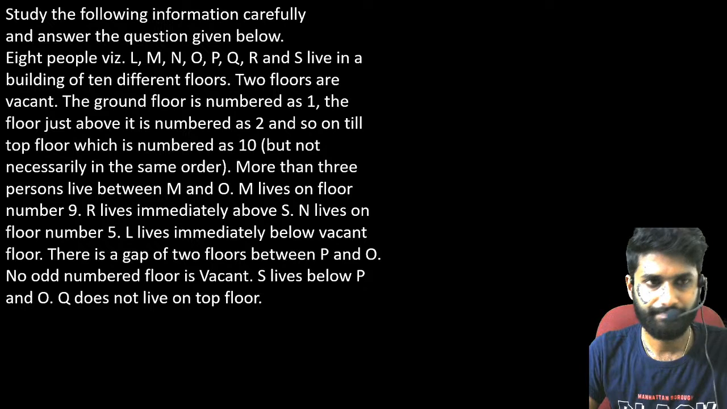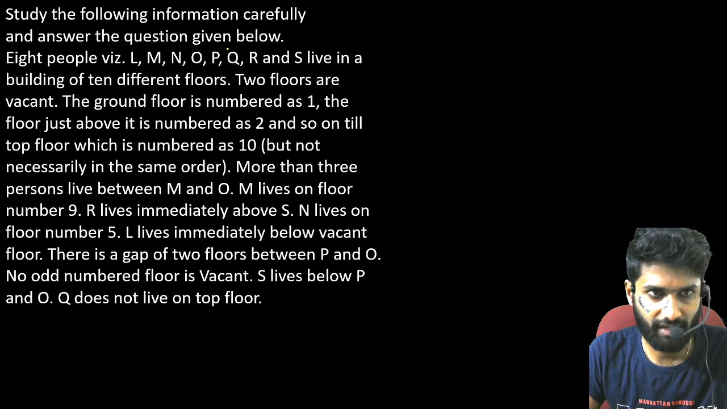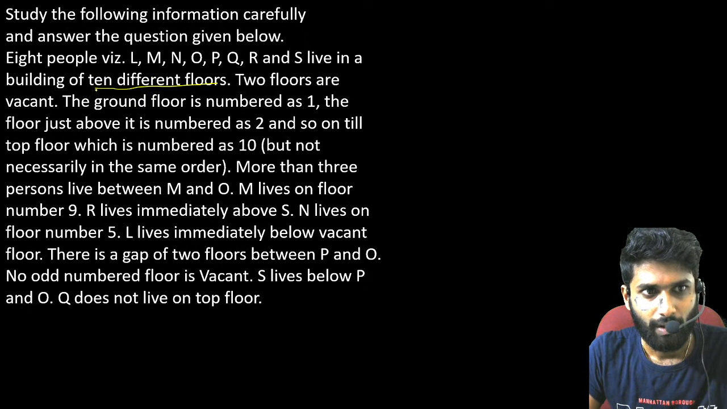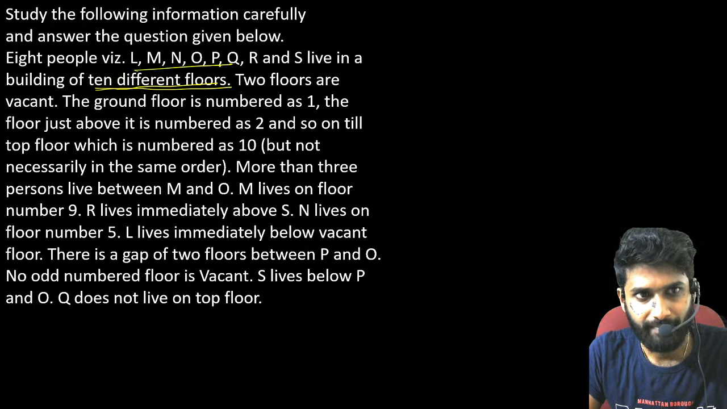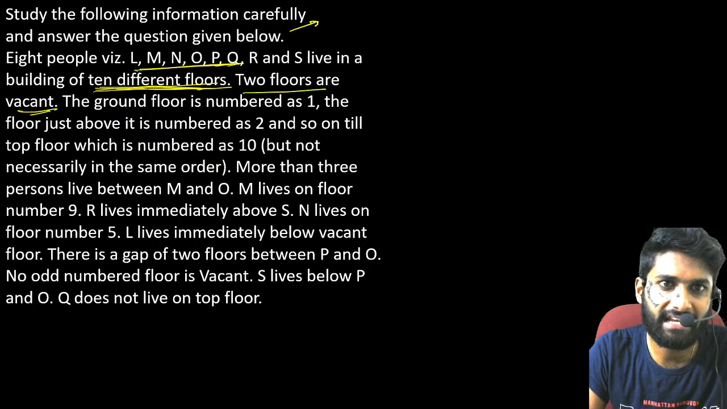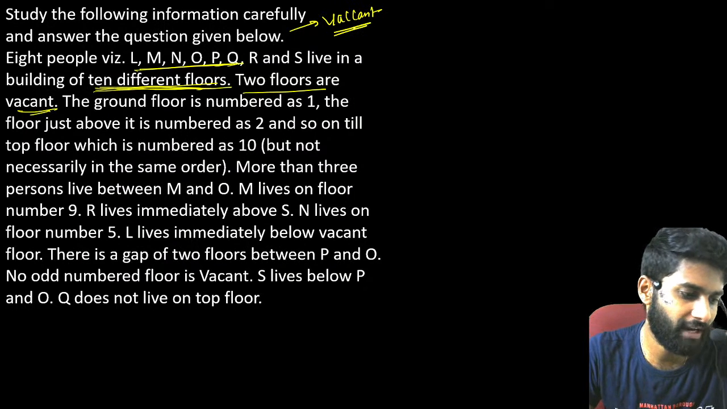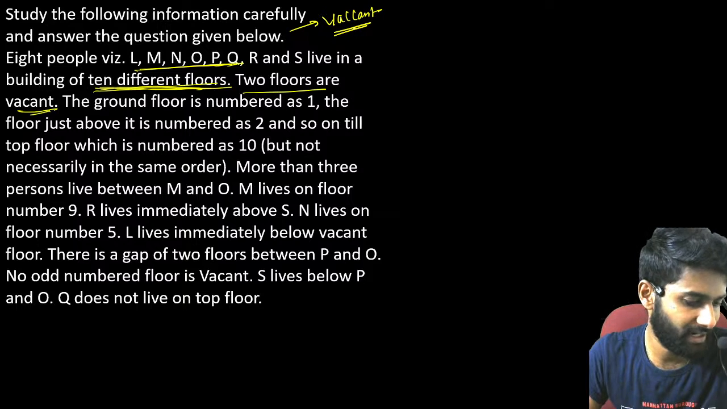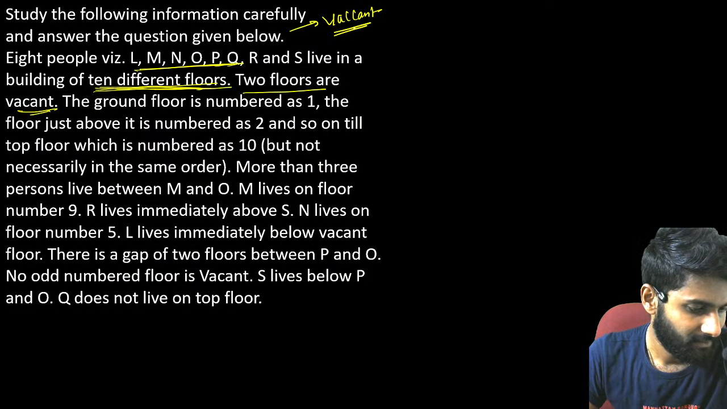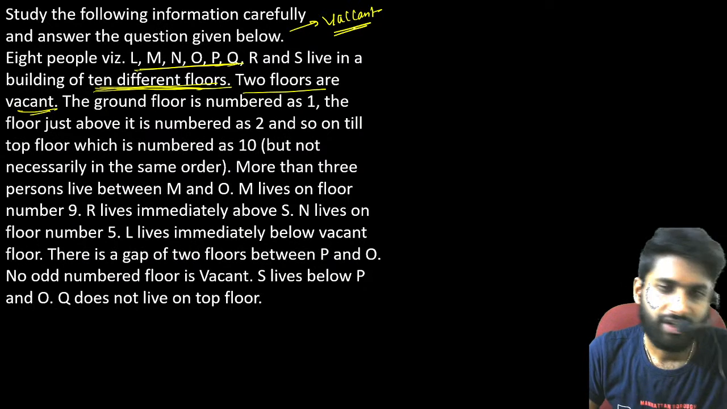Study the following information carefully and answer the questions. 8 people live on 10 different floors. See, guys, there are 8 people, and we need to arrange them in 10 floors. 2 floors are vacant. This is a vacant floor arrangement, which is most important. Maybe you can get confused by it.